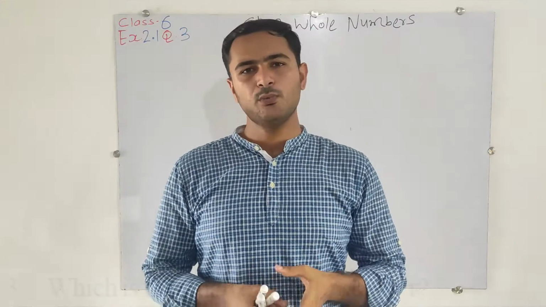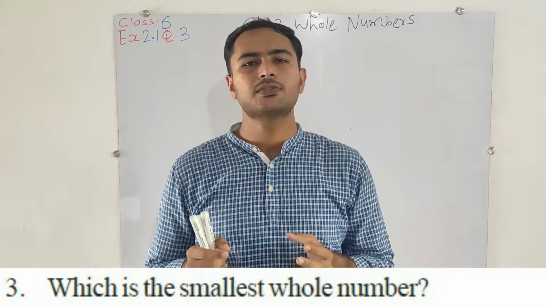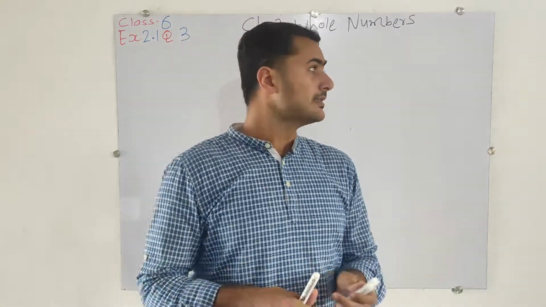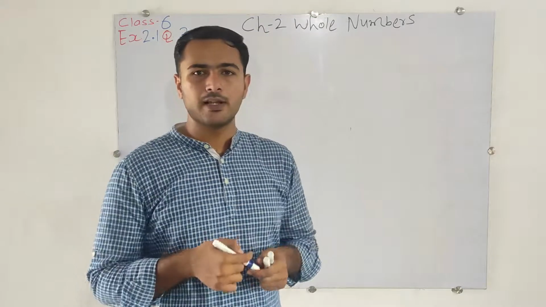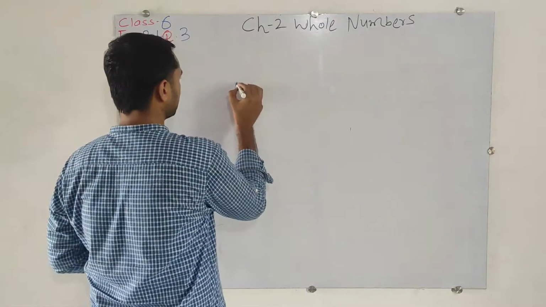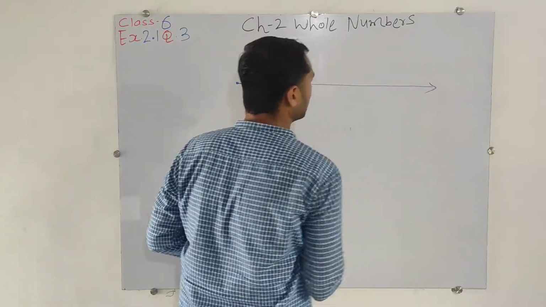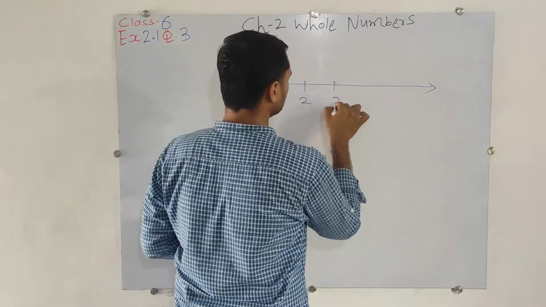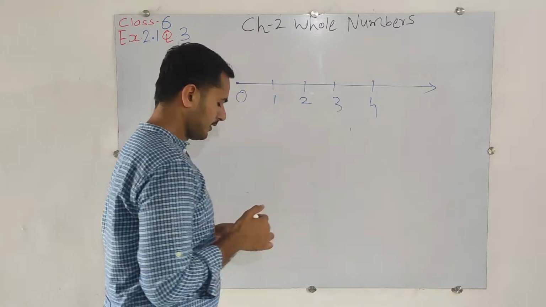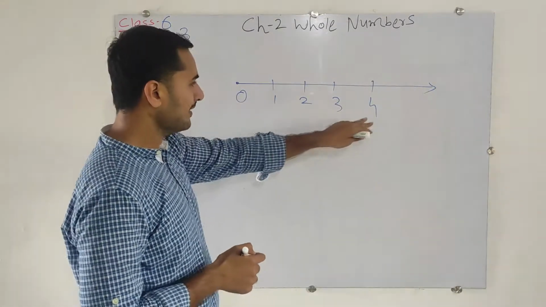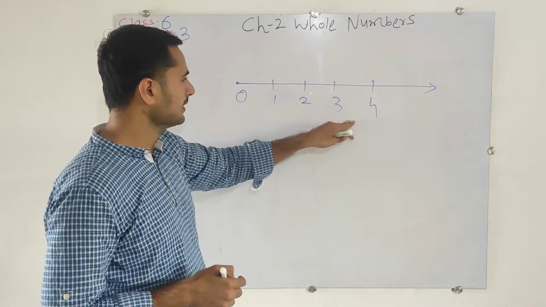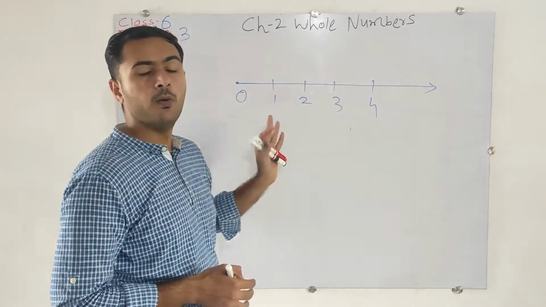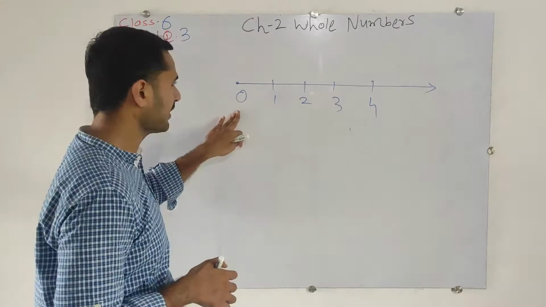In question number 3, we have to find out which is the smallest whole number. So how will we find it? Simply just remember the number line, which we did in the starting one. The whole numbers start with 0, 1, 2, 3, 4, like that. So the smallest one, is 4 the smallest one? No. 3? No, because 2 is smaller than 3. Now again, 1 is smaller than 2. So here the last number is 0.